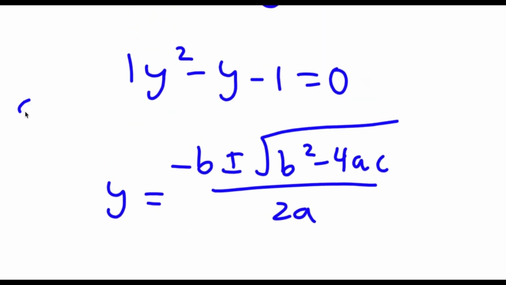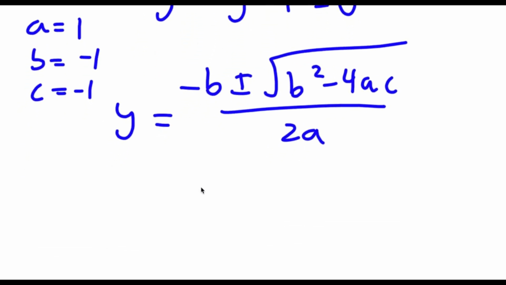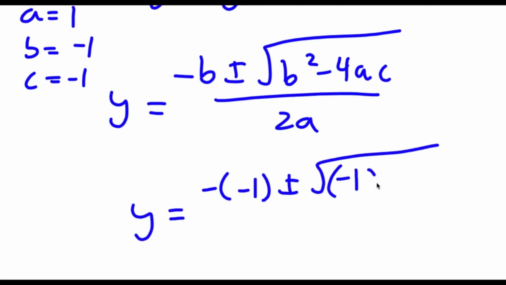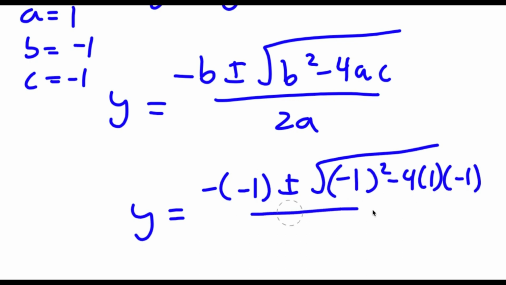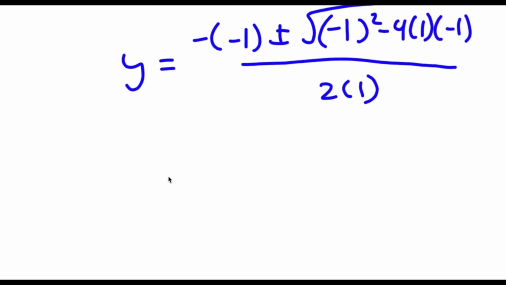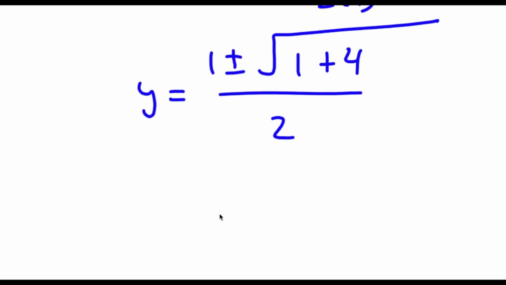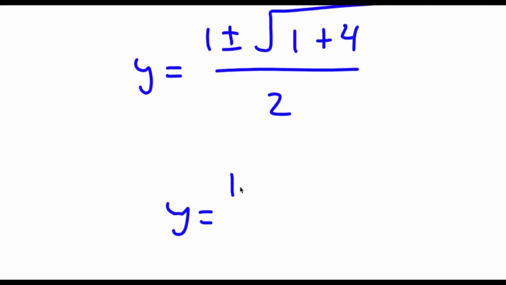So in this case, a is equal to 1, b is equal to negative 1, and c is equal to negative 1. So now I have negative of negative 1 plus or minus the square root of negative 1 squared minus 4 times 1 times negative 1, all over 2 times 1. So now this is equal to 1 plus or minus the square root of 1 plus 4, all over 2 times 1 is 2. And now this is equal to 1 plus or minus the square root of 5 over 2.